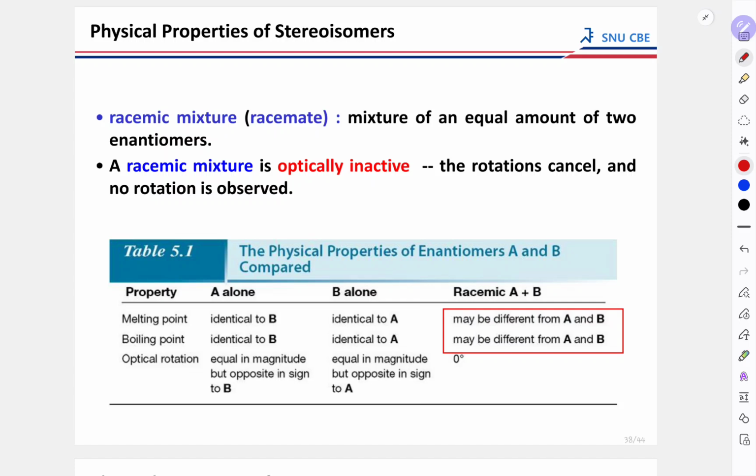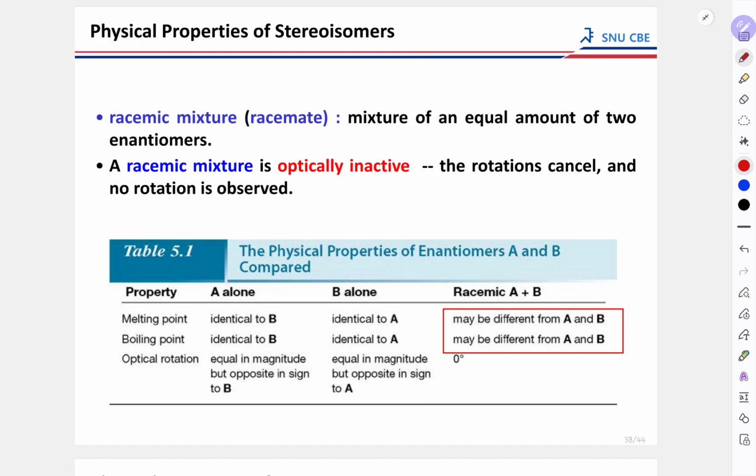Table 5.1 summarizes the physical properties of enantiomers, given enantiomer A and B, and then there are some comparisons. Here are the properties: melting point, boiling point, optical rotation. These are physical properties. A alone and B alone will be identical to each other. There's no difference in physical properties. But what about the optical rotation? A alone versus B alone will show you equal magnitude, but opposite sign to each other.